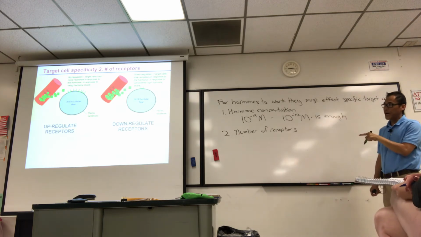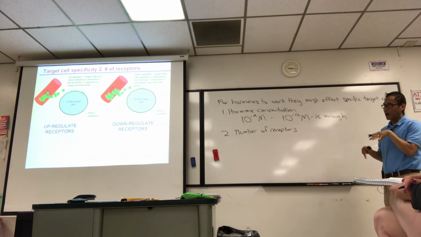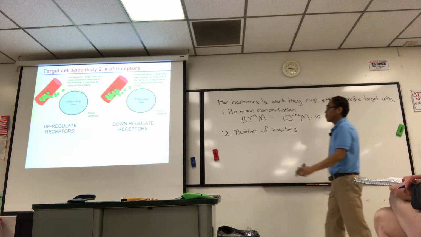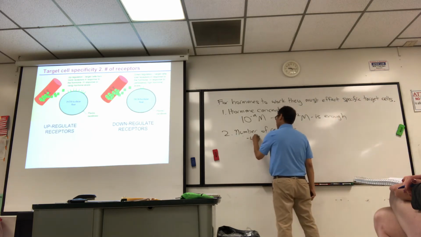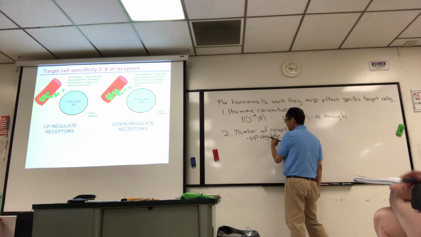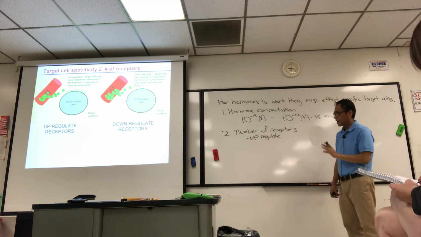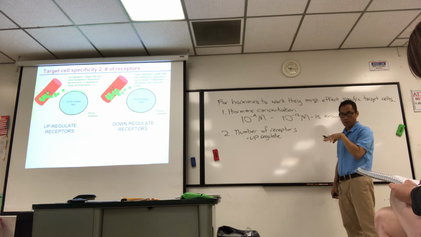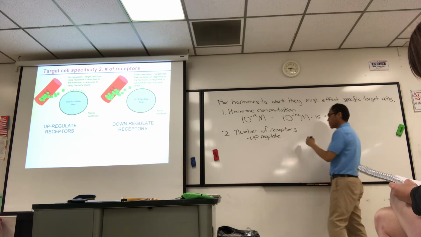What you see here is that the target cell will either upregulate or downregulate the receptors to the hormone that it's sensitive to. For cells that upregulate the receptor, it does that in response to rising levels of hormone, because it's like the body is trying to respond to it.